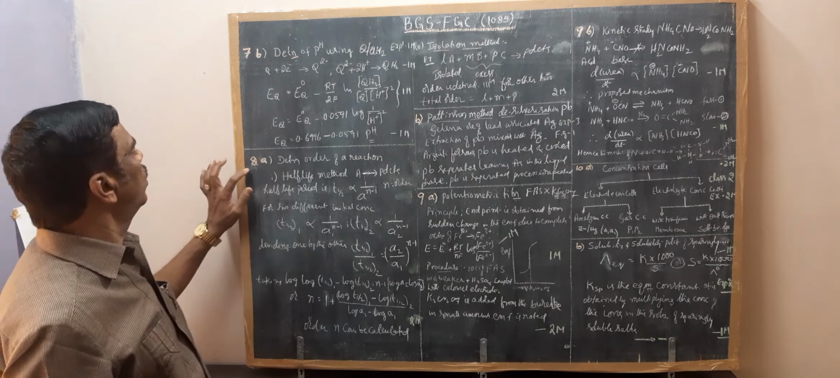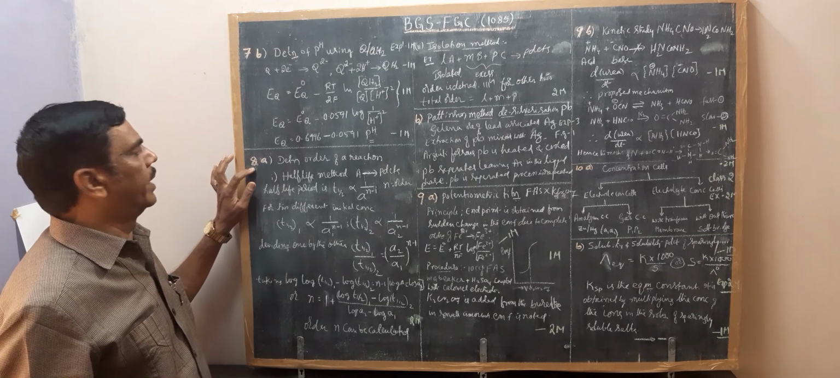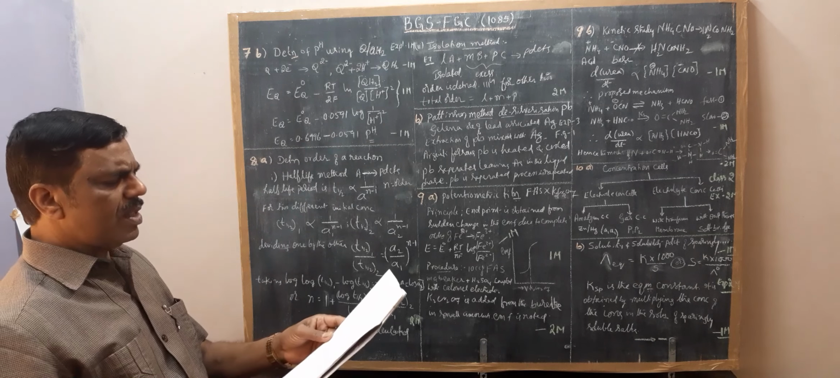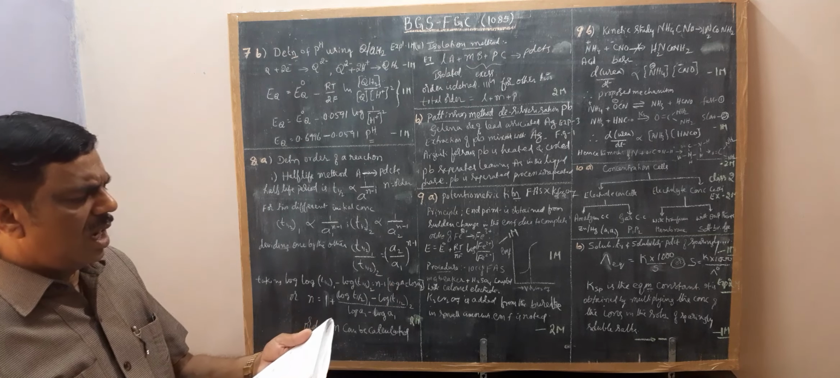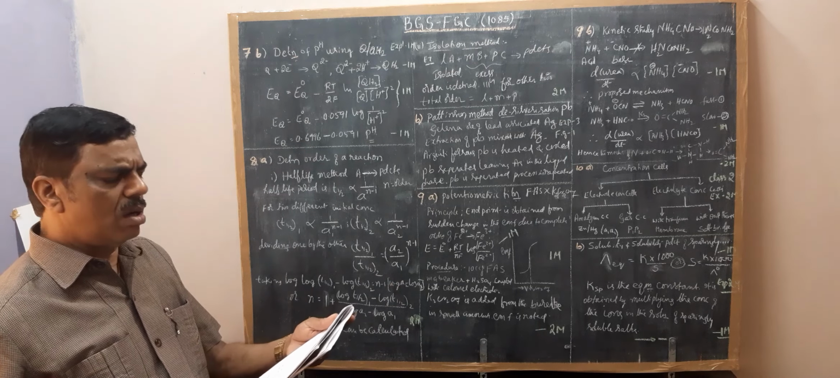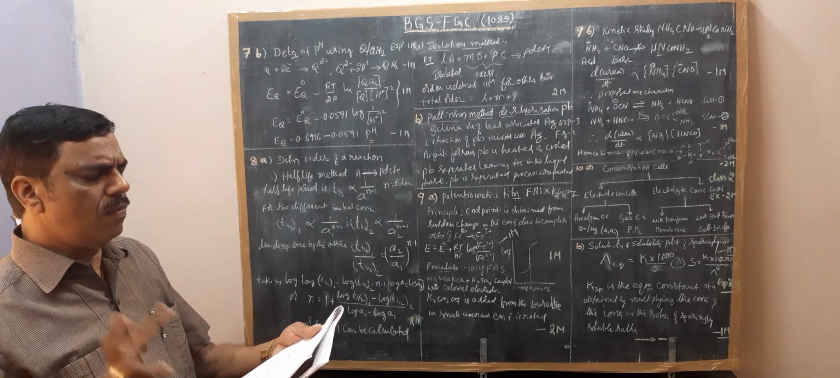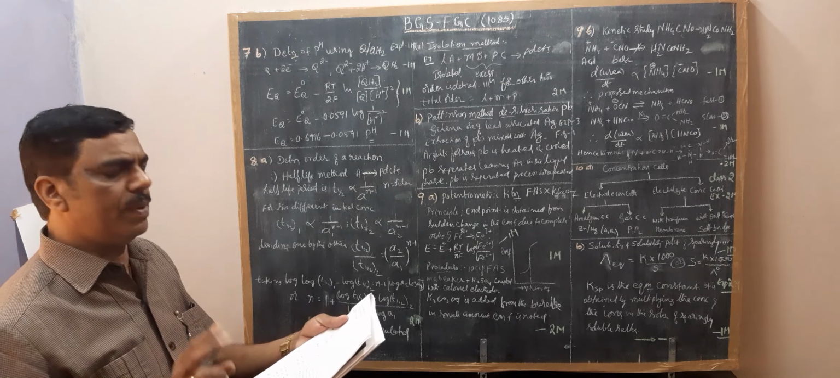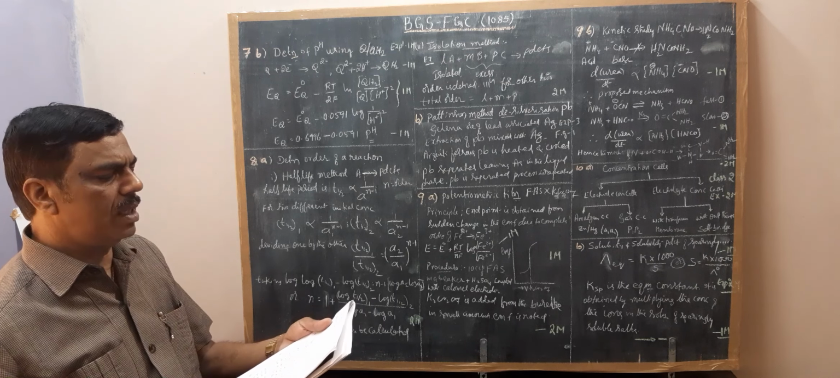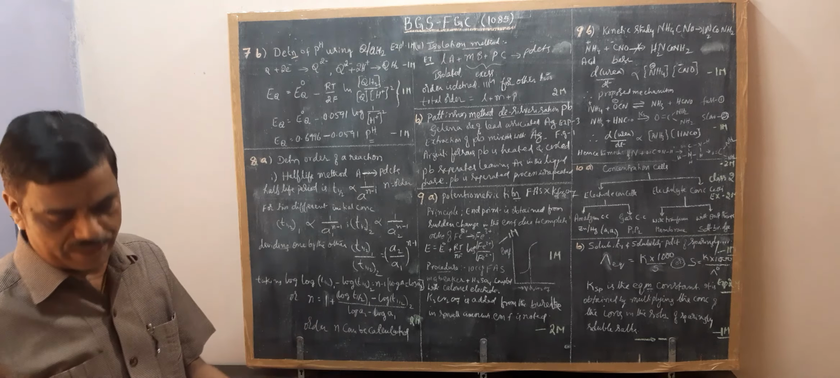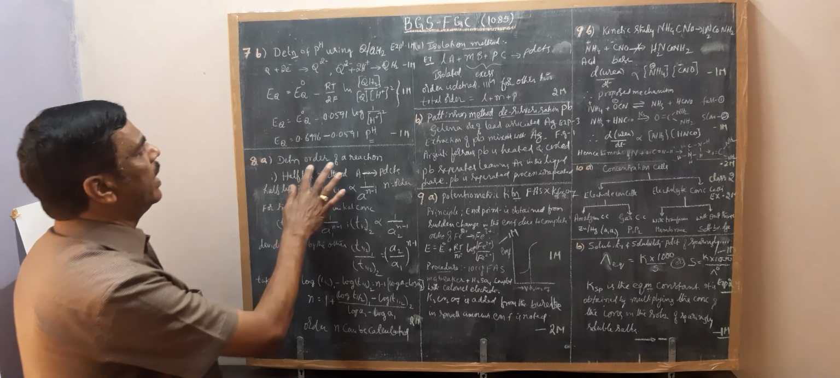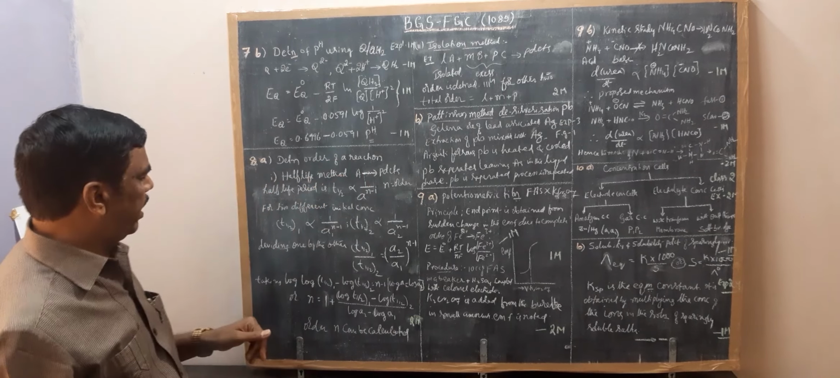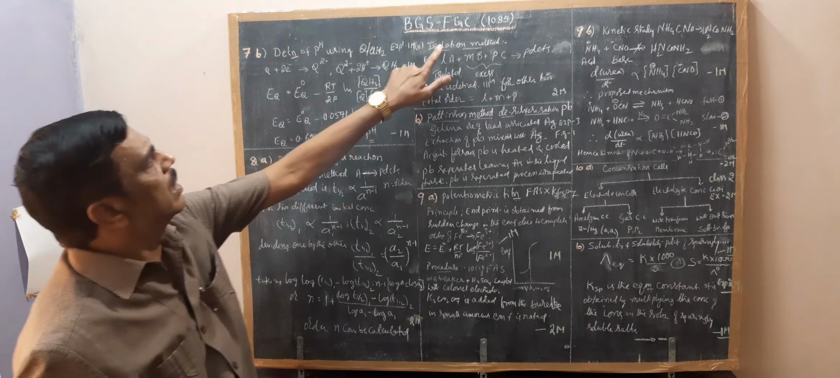Now let us pass on to question 8a. How do you determine the order of a reaction by the half-life method and the isolation method? 2 marks for each, half-life method 2 marks and isolation method 2 marks. The order of a reaction can be determined by various methods. One is the half-life method, which we are going to discuss here. Another one is the isolation method.